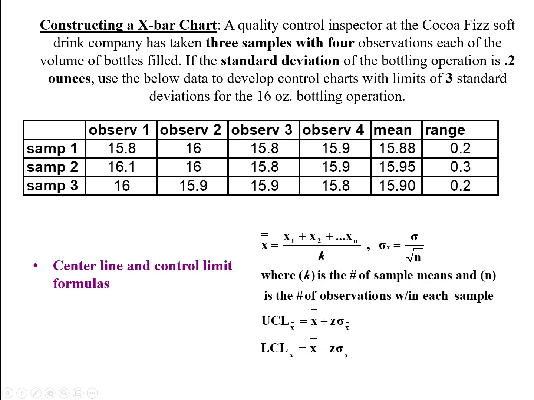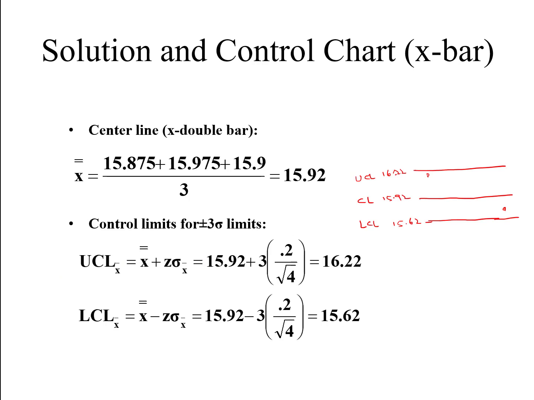If the standard deviation of the bottling operation is 0.2 ounces, use the below data to develop a control chart with limits of 3 standard deviation for the 16 ounce bottling operation. They mention 3 standard deviation. If they mention, let's suppose, 4 sigma or 5 sigma or 6 sigma, you can also check it. 6 sigma means you are near 100% perfect production, which will be very difficult. In that case your upper and lower control limits will change, and maybe you will not fulfill that condition. In this example they only mention 3 sigma, so we use 3 sigma.